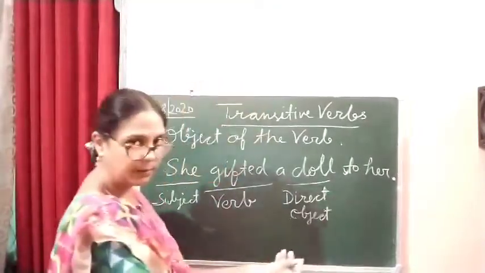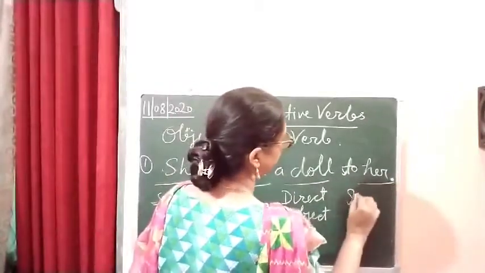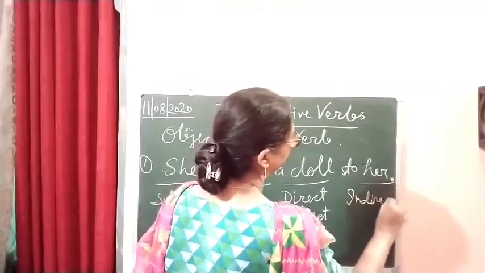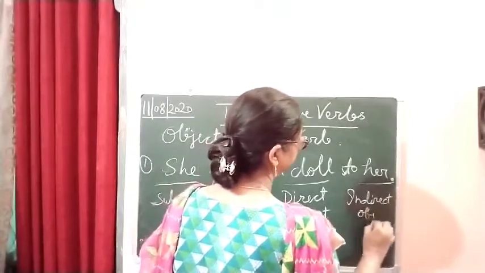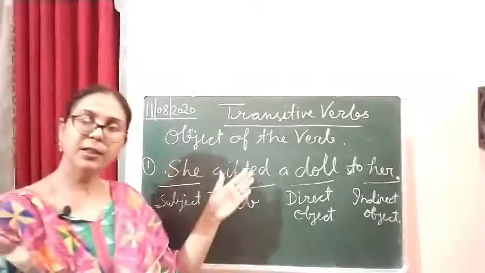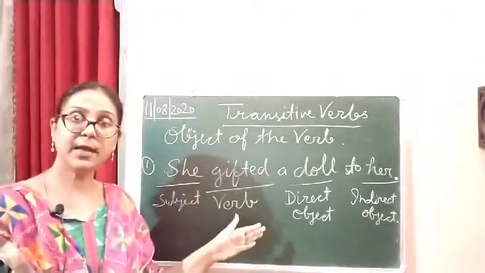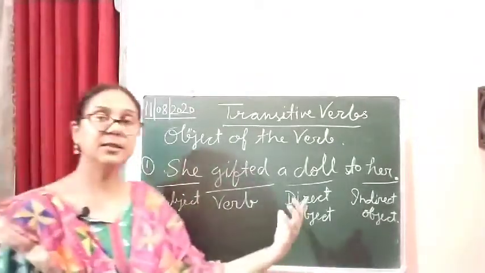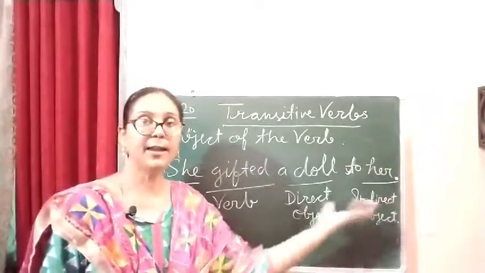And to her, this is indirect object. So for this example, you can understand where the direct object is and where the indirect object is.